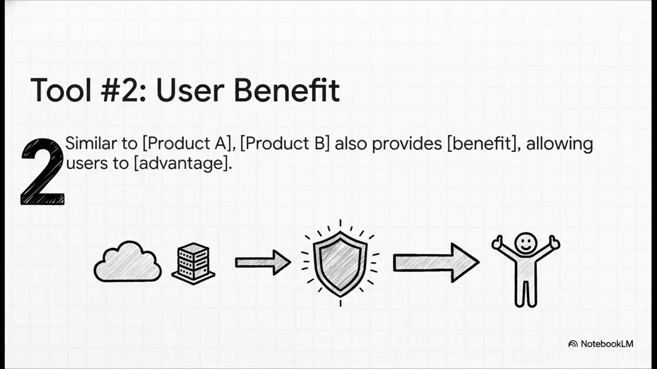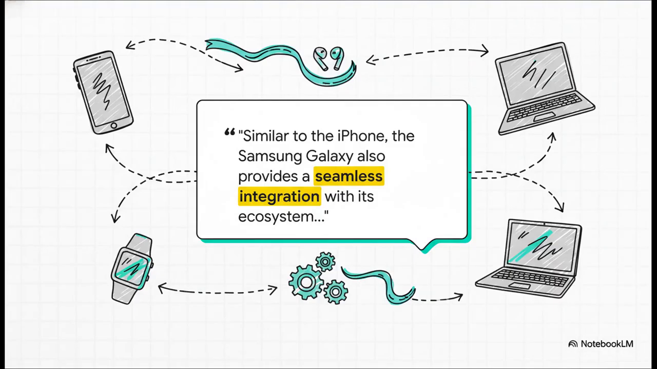Okay, let's look at a second tool that builds on this idea. This structure is great because it doesn't just point out a similarity, it explains the outcome for the user. The key here is linking a shared feature to a real-world advantage. Just think about how much more sophisticated this sounds than saying, both phones sync with your other stuff. By using the structure, you're explaining the benefit of that feature, effortless synchronization. It's a tiny change in wording that makes a huge difference in how clear you are.